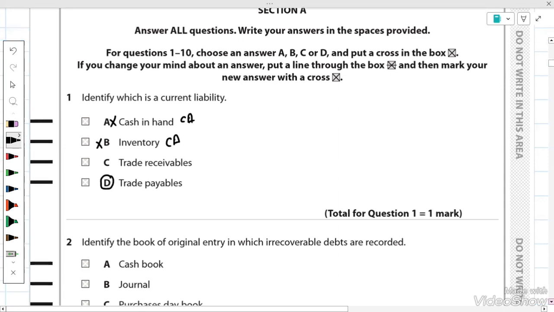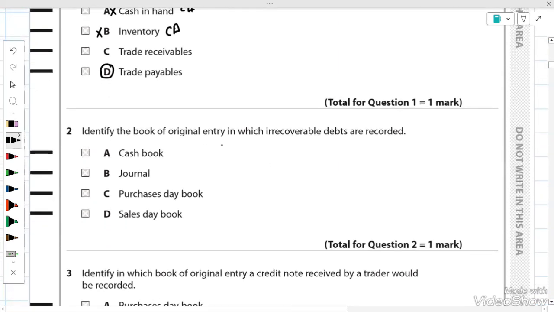Okay. The second question is to identify the book of original entry, the prime books, in which irrecoverable debts are recorded. We know that original entry, or the prime books, are the books in which, whenever a transaction occurs, it is first recorded. There are basically five types of prime books. There is your sales journal.